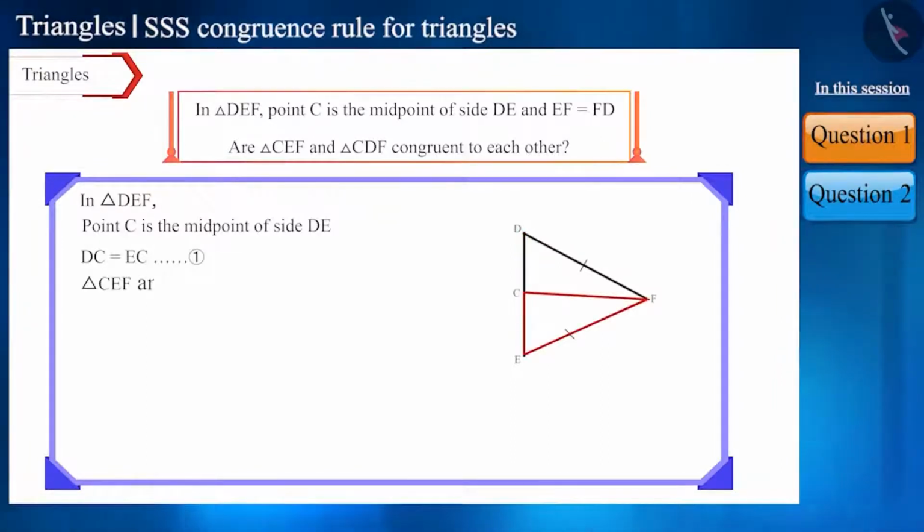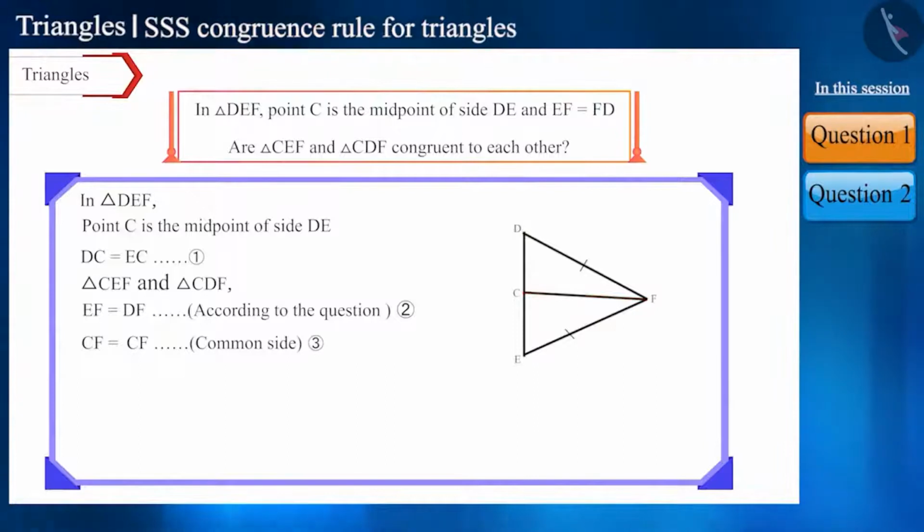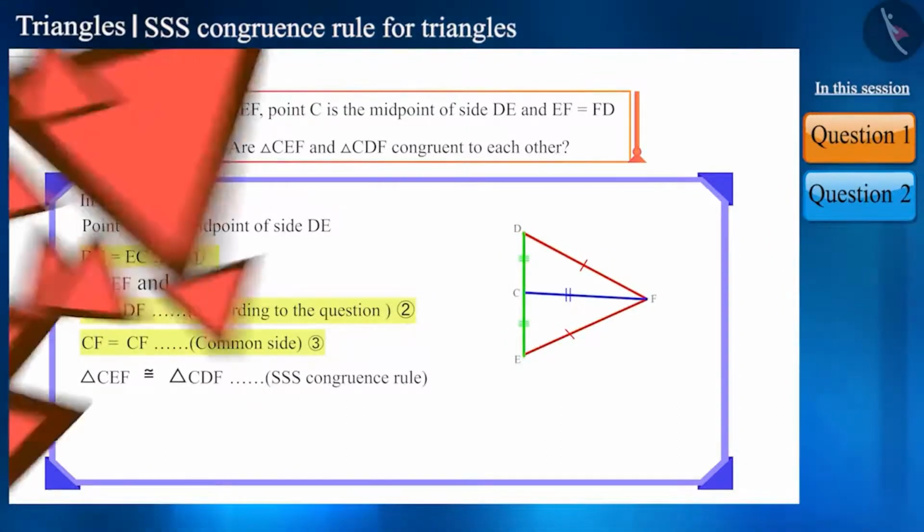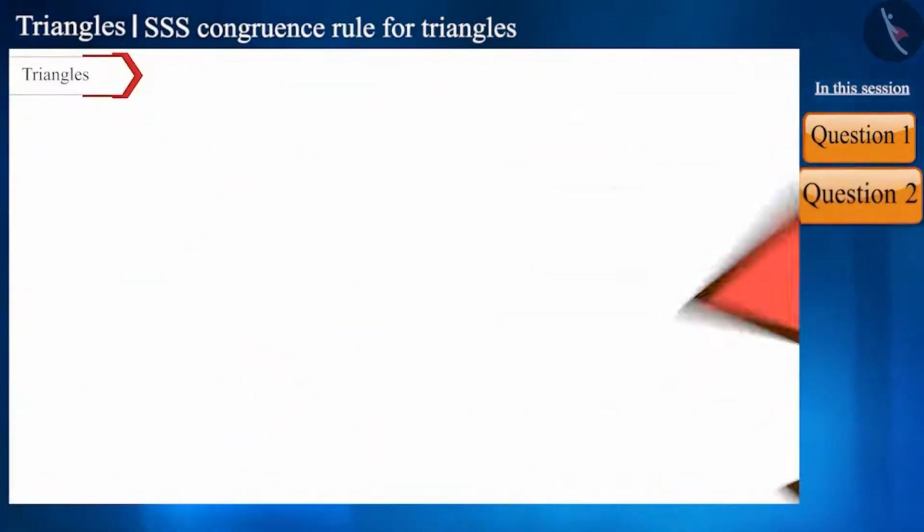Now observe triangle CEF and triangle CDF. We are given that side EF is equal to side DF and CF is the common side. By looking at equations 1, 2 and 3, we can say that according to the side-side-side criterion or the SSS congruence rule, these two triangles are congruent because all three sides of these two triangles are equal. Now let's move to the next question.